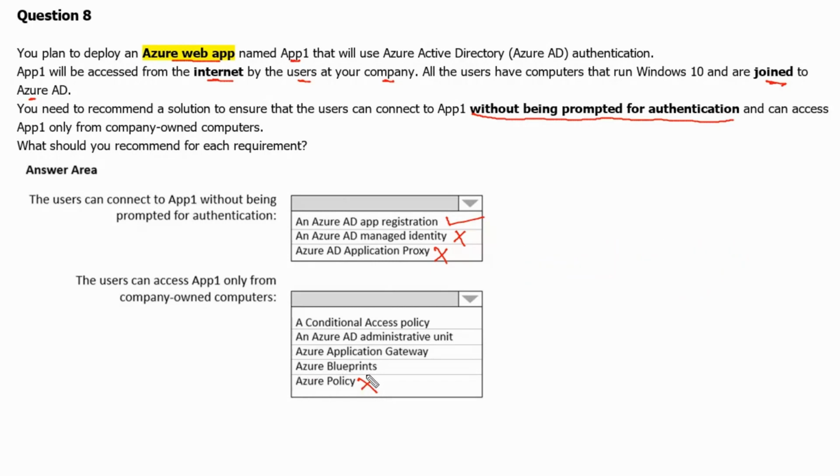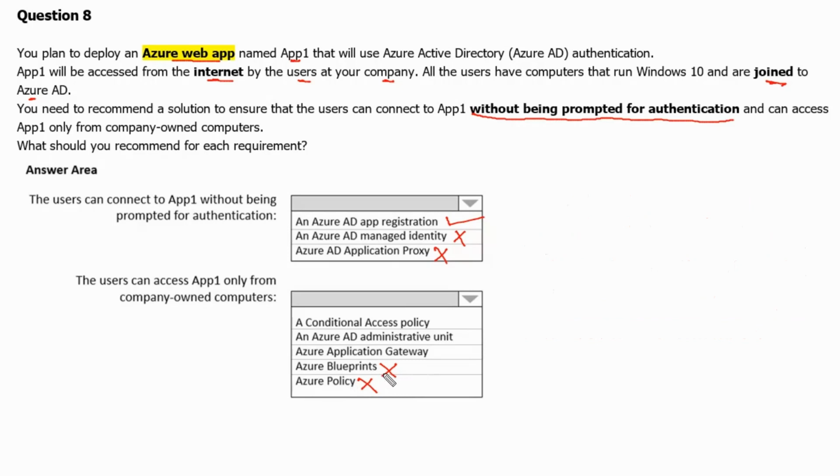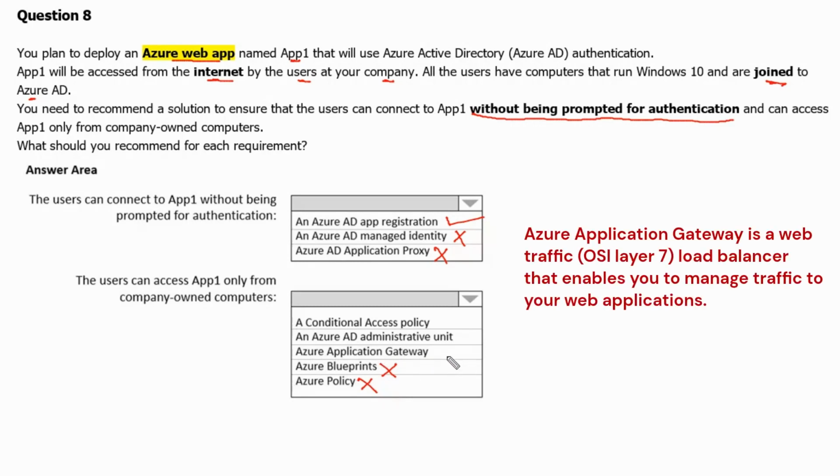Azure Blueprints. Azure Blueprints enables cloud architects and central information technology groups to define a repeatable set of Azure resources that implements and adheres to an organization's standards, patterns, and requirements. Therefore, Azure Blueprints also cannot help us restrict access to company-owned computers. Next one is Azure Application Gateway. Azure Application Gateway is a web traffic layer 7 load balancer that enables you to manage traffic to your web application, and it has nothing to do with access control.